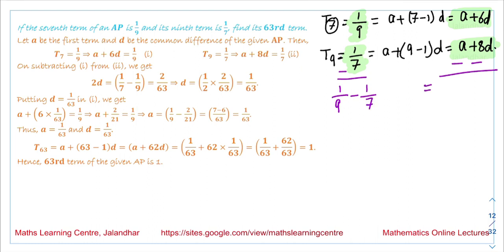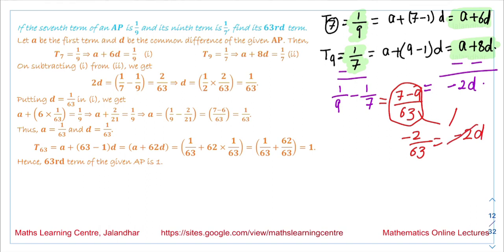Now if we subtract these equations, we get 1 by 9 minus 1 by 7 is equal to, this A gets cancelled, and we are left with minus 2D. Now this value is equal to, 63 is over here, and it is 7 minus 9. So the answer we get is that minus 2 by 63 is equal to minus 2D. So minus 2 gets cancelled, and the value of D we get is 1 by 63.